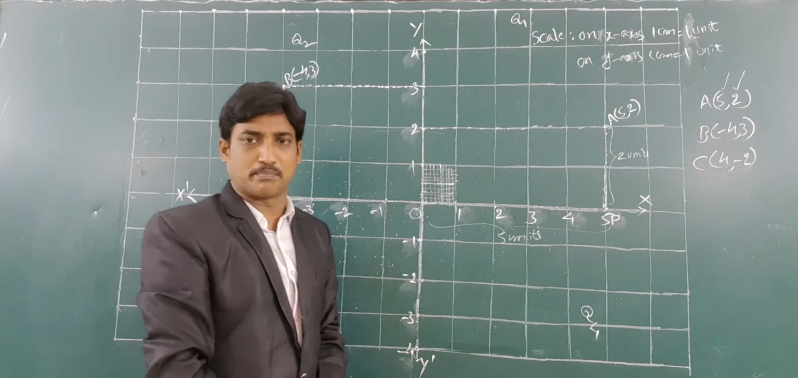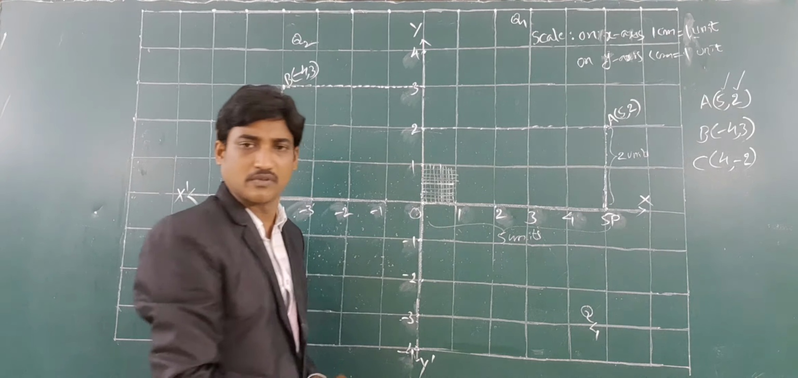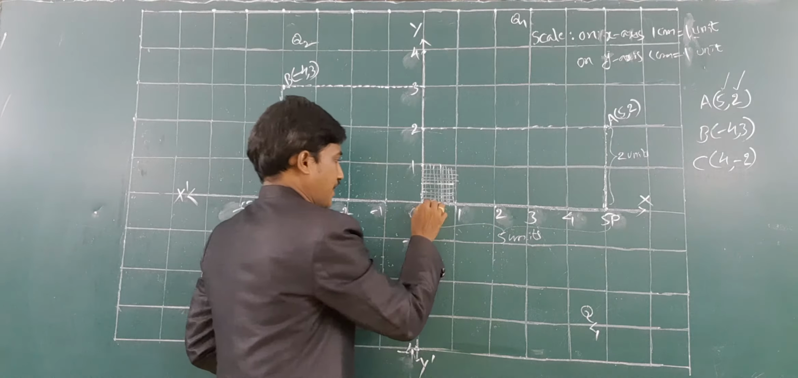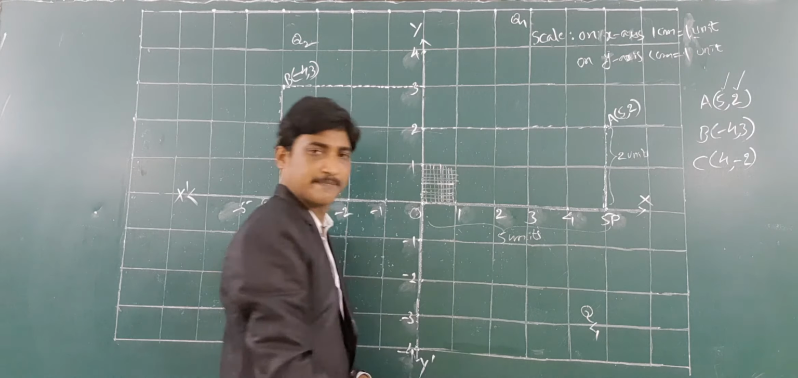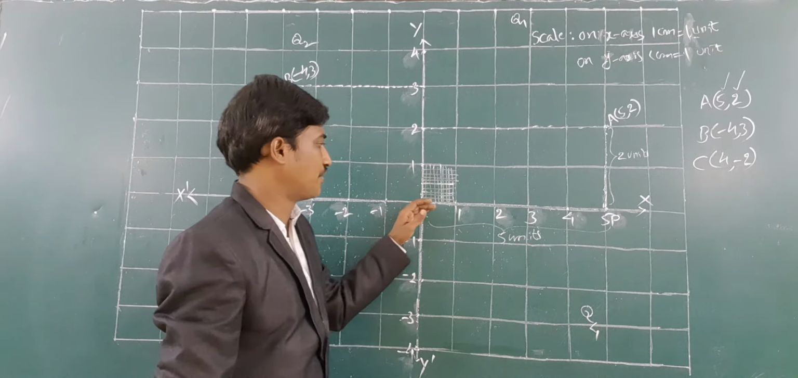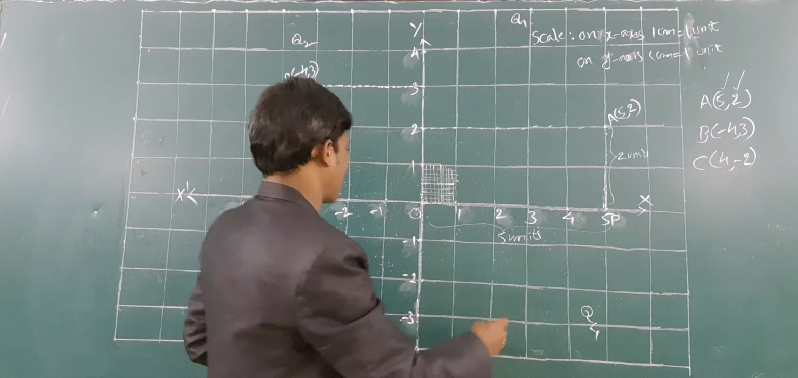Here the x coordinate is 4, plus 4, positive. Starting from O, move 4 units along the x axis, move the distance 4 units. Let me name this point as R.